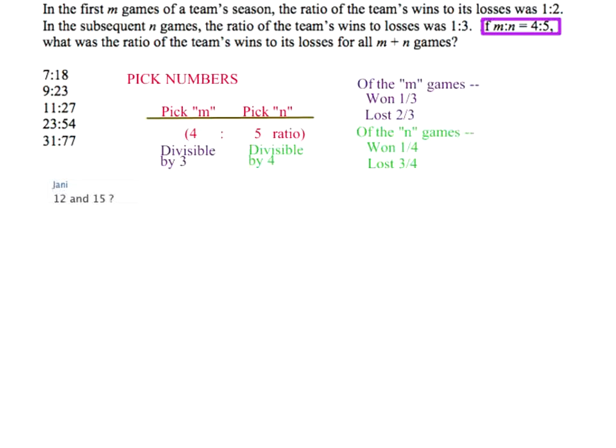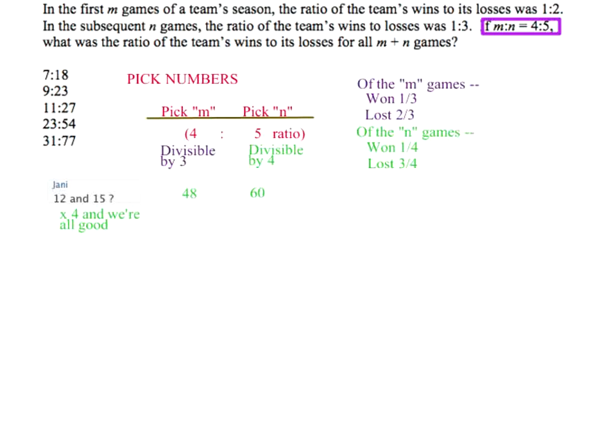So Jenny says, what if we pick 12 and 15? Well, let's just see what happens if we do. So that works here. The 4 to 5 works. The divisible by 3 works. But this doesn't work. 15 is not divisible by 4. So we just need to multiply this by 4, and then we're all good. So we can make this 48, and then 60.